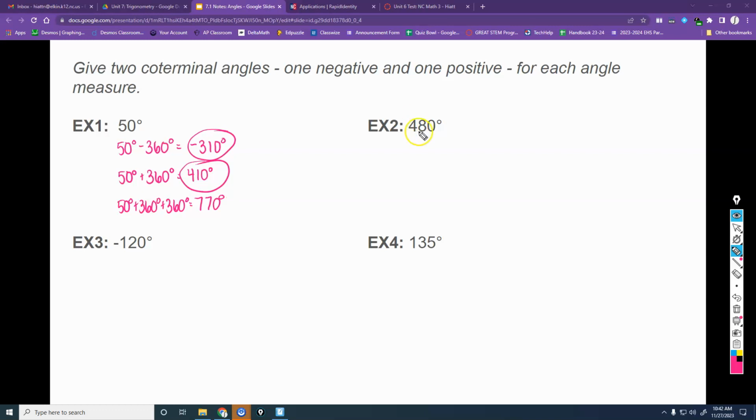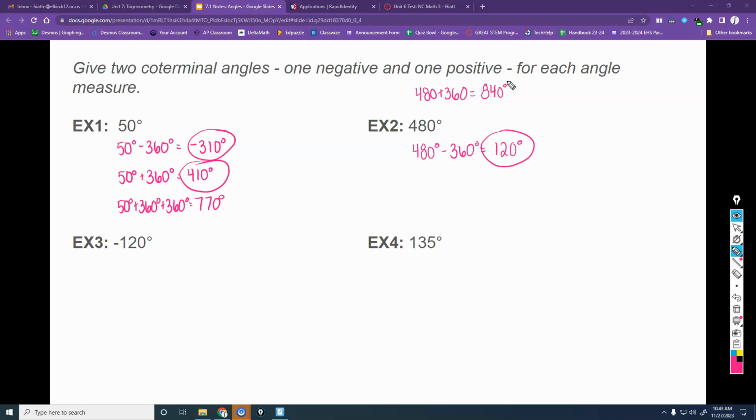Or I could do this, because if I subtract 360 from 480, I'm still going to get a positive number, right? So I could do 480 minus 360. And that is going to give me 120 degrees. So that is another positive coterminal angle. Now, it'd be okay to do 480 plus 360 and get, let's see, 480 plus 360 is going to give me 840. You could have that one as your positive angle as well. It's fine.